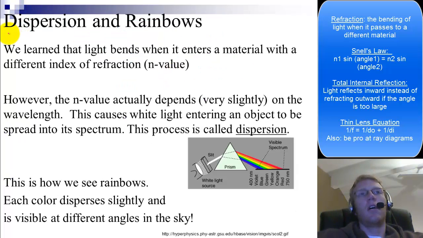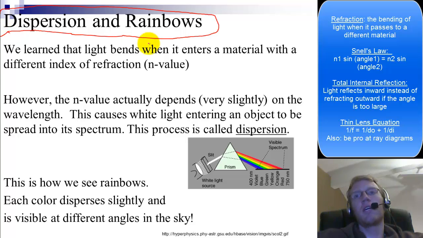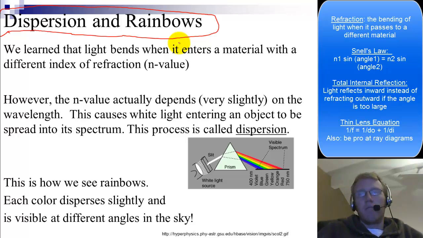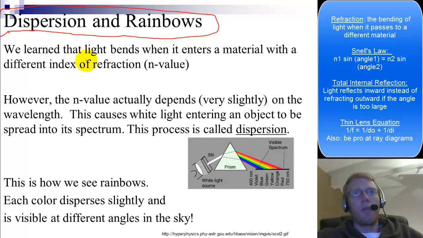All right. Okay, let's talk about dispersion and rainbows. This is a very cool phenomenon that light exhibits. It definitely is because of refraction, but it also has to do with a bit of the wave-like nature of light. So we'll talk about that real quick.